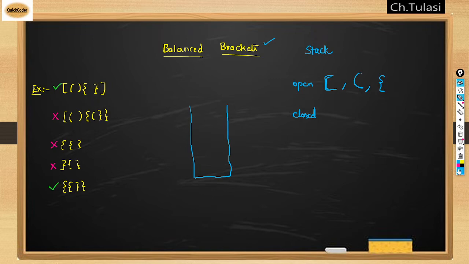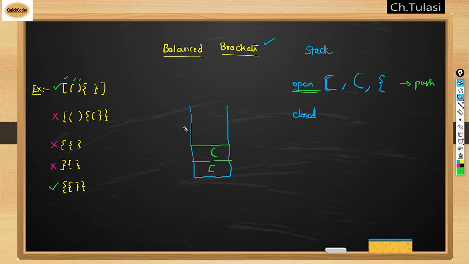First of all, see this example. We got the open brackets. If we get the open brackets, then we just push that into the stack. Now again, this one is an open bracket, so just push it into the stack. Now I got the closed round bracket.